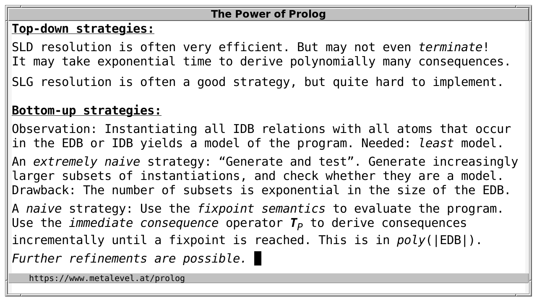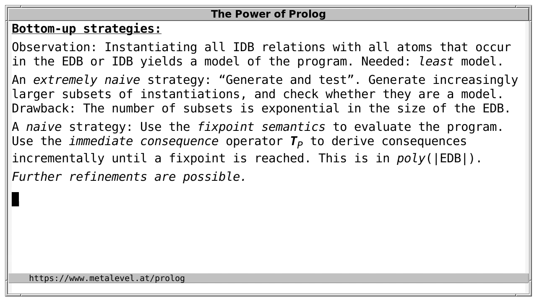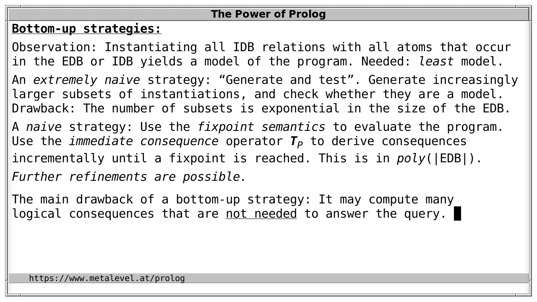And even further refinements and improvements are possible. For instance, from one iteration to the next, we could intelligently focus on newly derived consequences to avoid redoing earlier steps. And in fairness, bottom-up strategies also have a major drawback because they may compute logical consequences that are not even needed to answer the query. And therefore, a top-down strategy may often be faster, even if it has asymptotically worse worst-case performance.